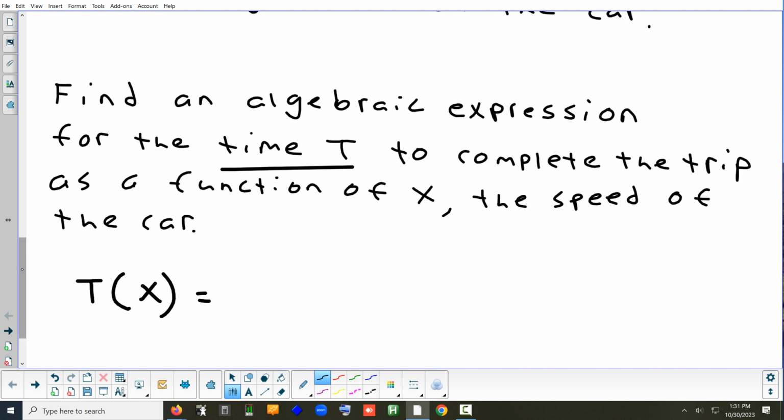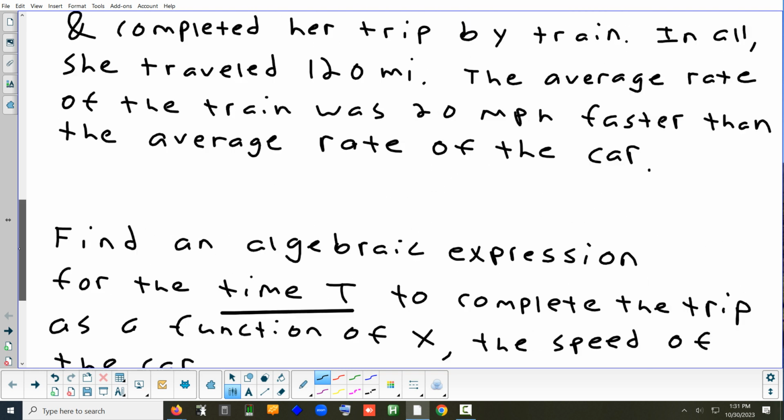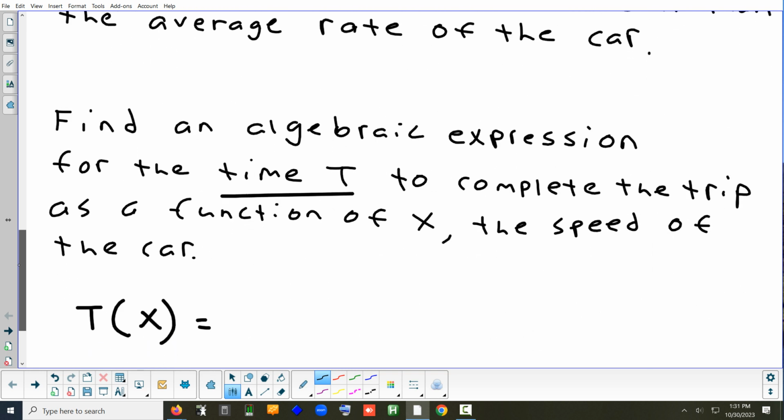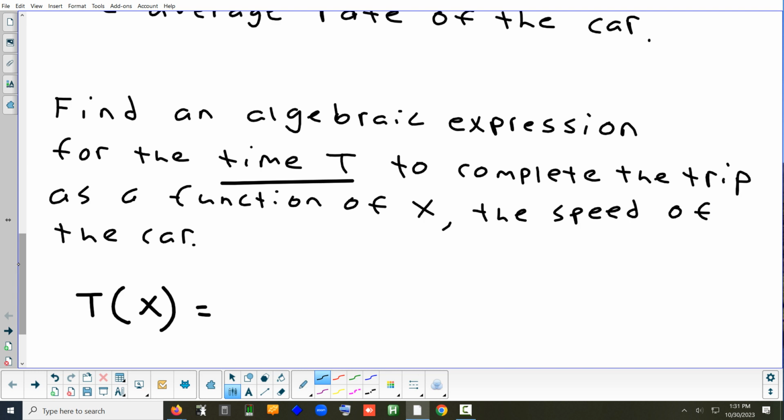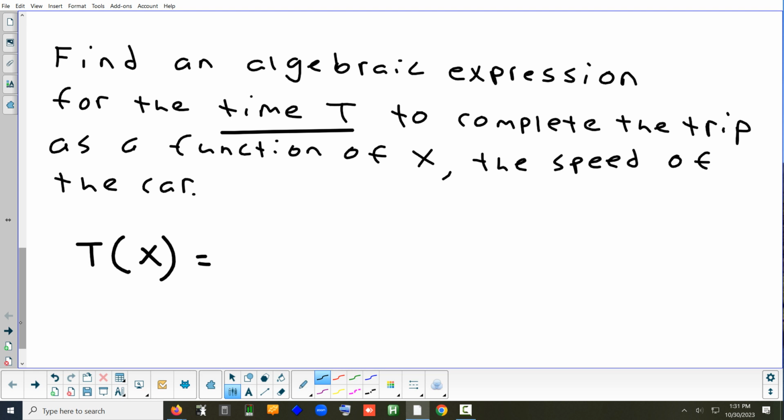So how many modes of transportation is Sue taking on this trip? Two. What's the first mode of transportation? Car. So we'll call this the total time. The total time is going to equal the time she spends in the car plus what other mode of transportation is she taking? Train. So we need to also figure out how much time she's on the train.